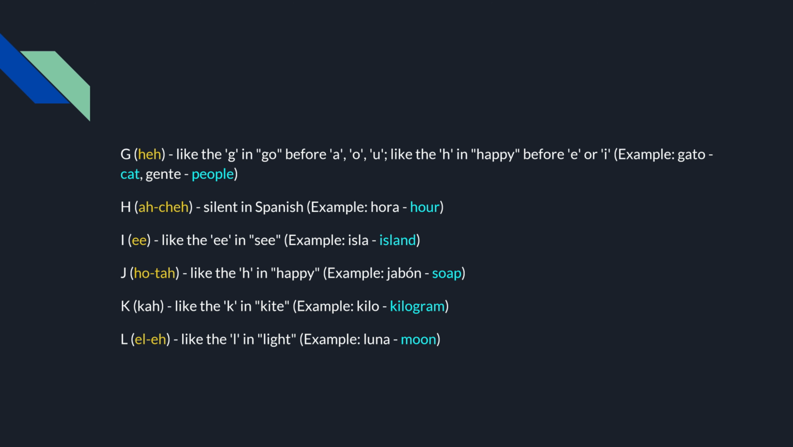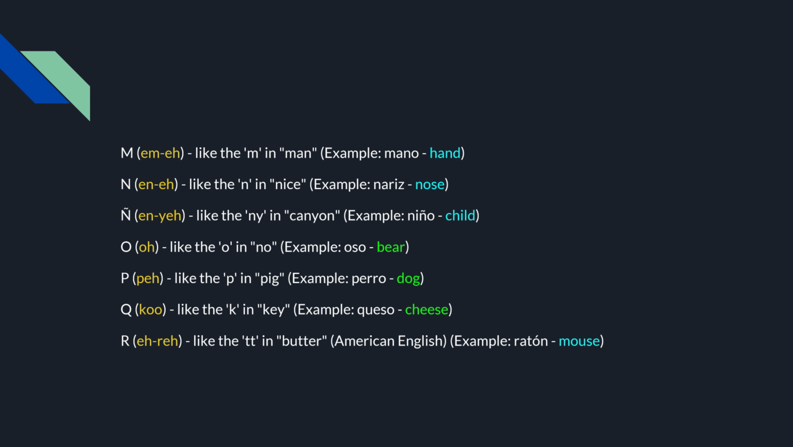Hour. I en español, like the E in sea. Example: isla, island. J en español, like the H in happy. Example: jabón, soap. K en español, like the K in kite. Example: kilo, kilogram. L en español, like the L in light. Example: luna, moon.